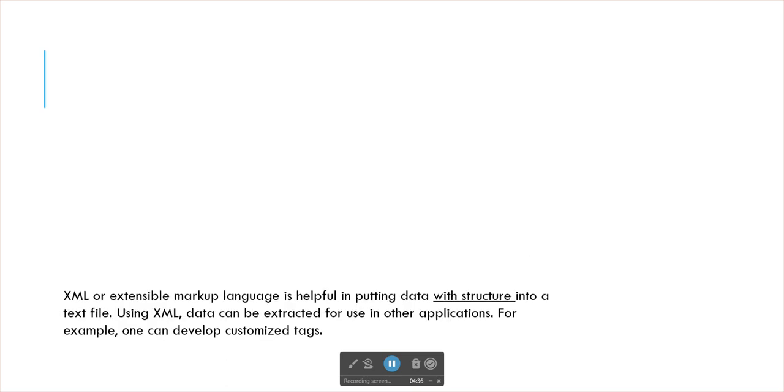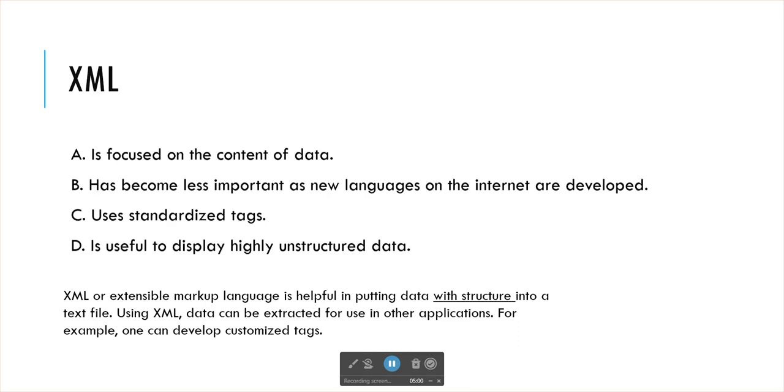Okay, this one, of course, is going to be about XML. And XML is helpful in putting data that has a structure into a text file. And then you can also extract these for use in other applications. So the focus of this is data, and that's going to be your right answer here. It's data. XML is a markup language, the markup being on the data.